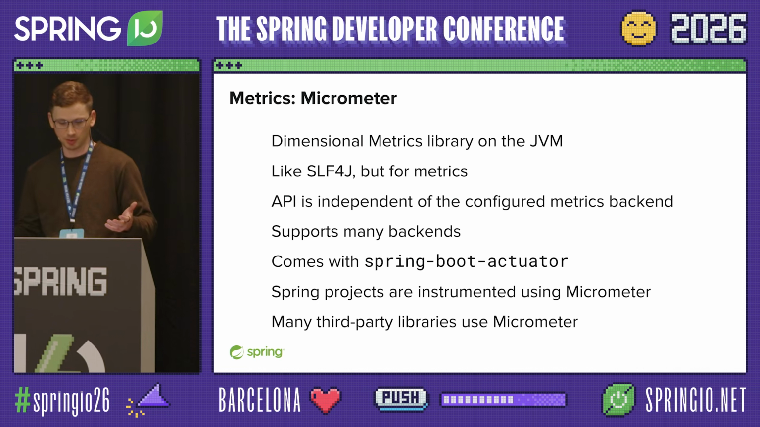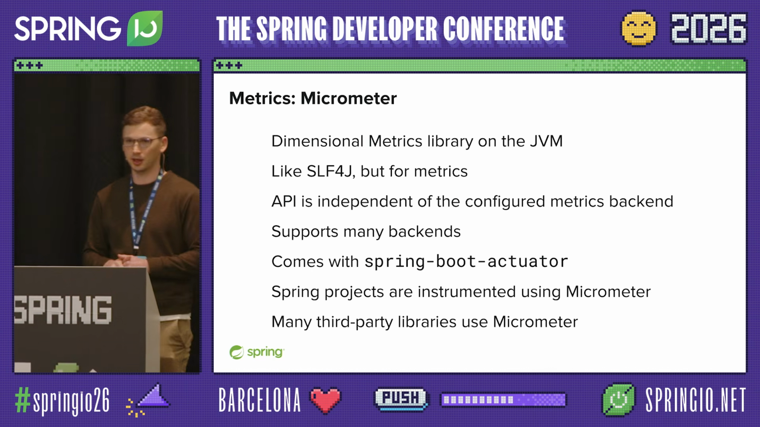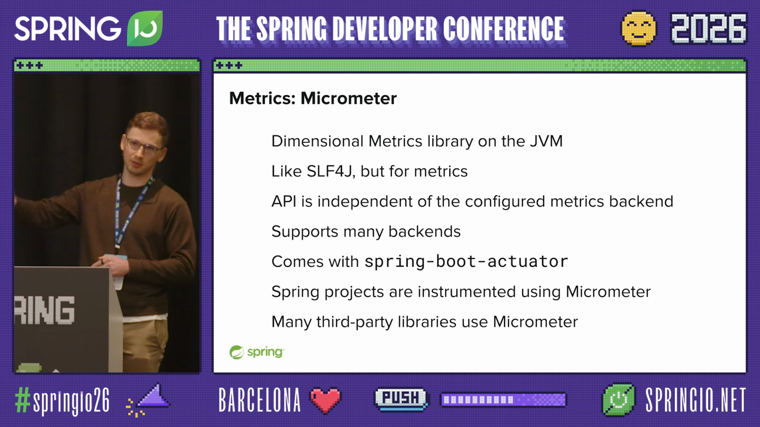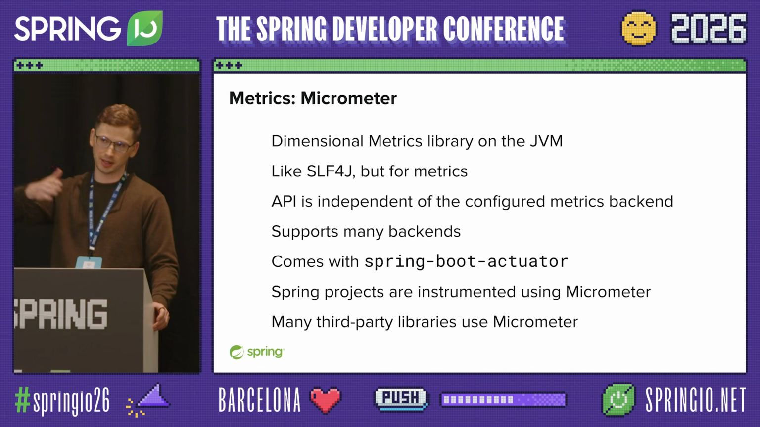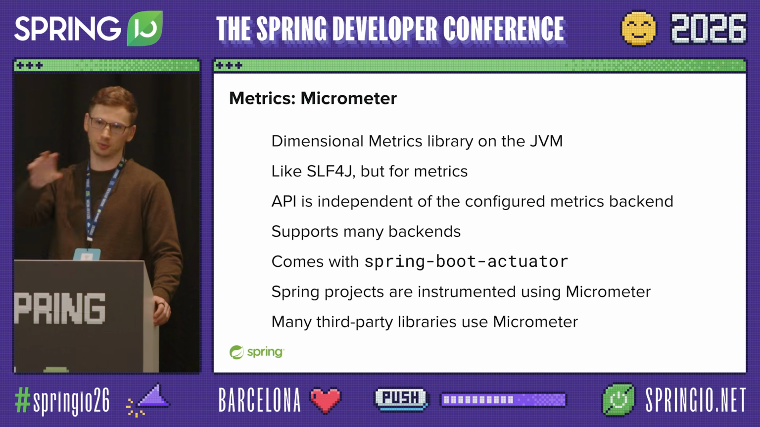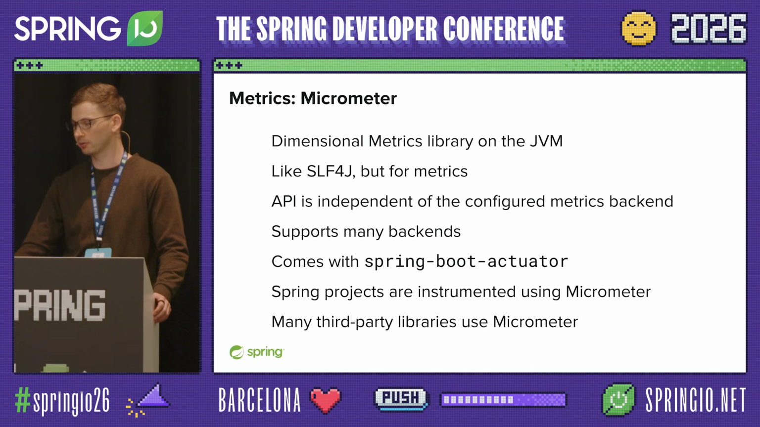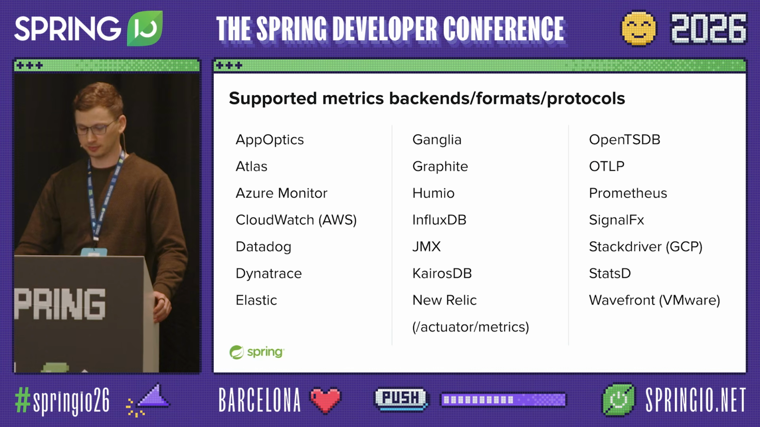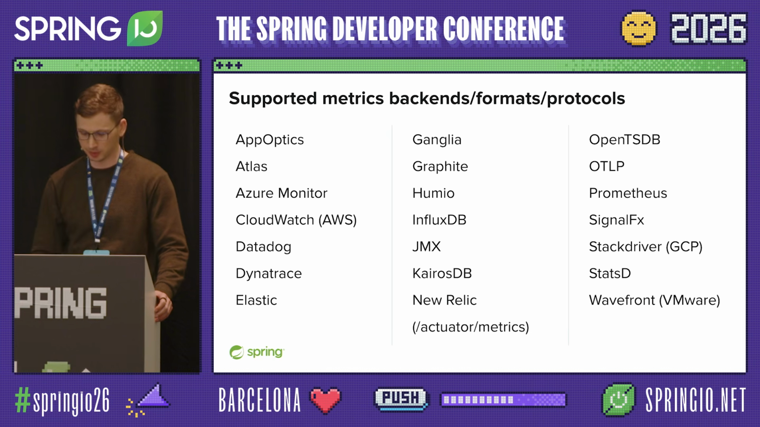So Micrometer is a metrics library, think SLF4J, but for metrics instead. It provides an API that you can use to instrument and add metrics, and you can change the metrics backend those metrics go to by just swapping out dependencies, and you don't have to change the actual code that you're instrumenting. Micrometer has support for a lot of backends. How many do we support now? This many. And you can, of course, write your own implementation if you have some proprietary metrics backend that you want to ship things to.